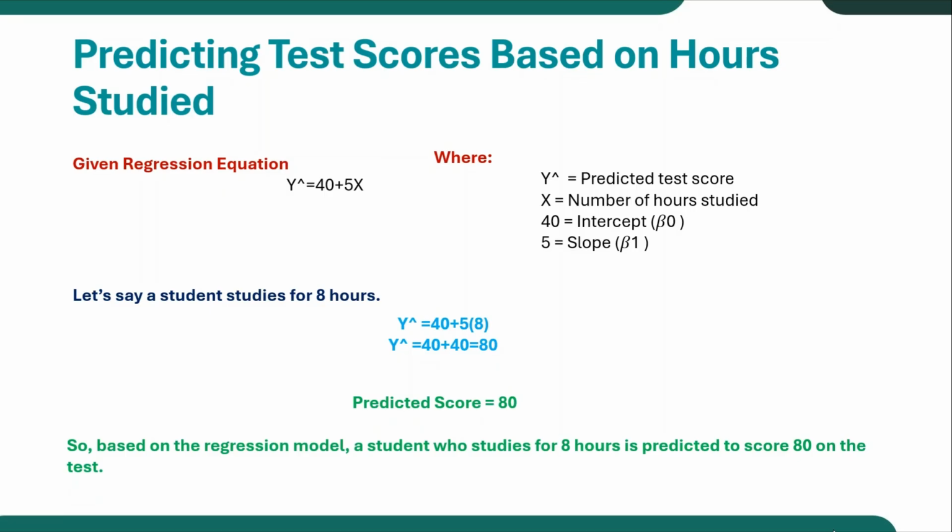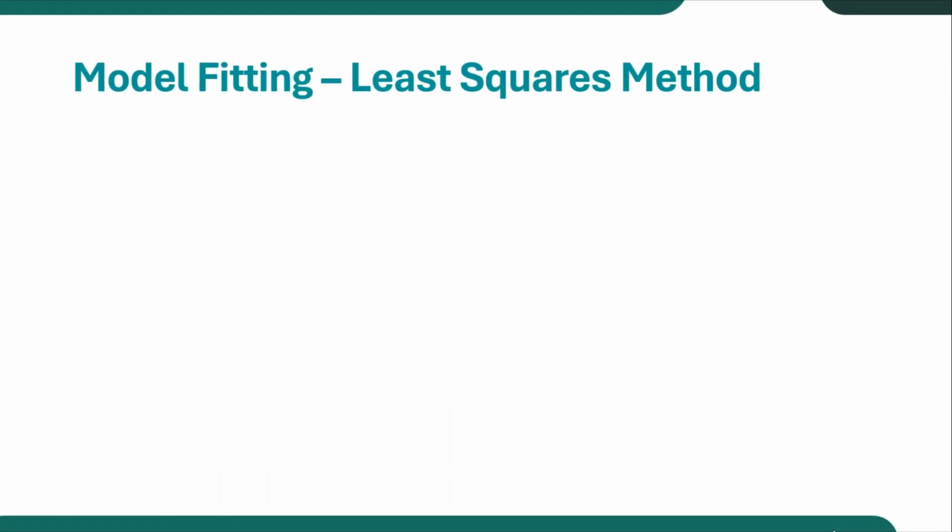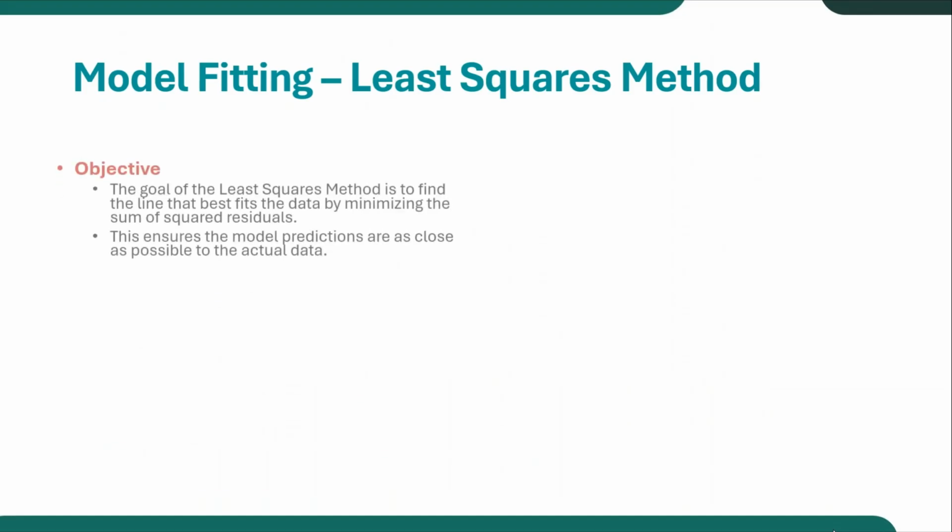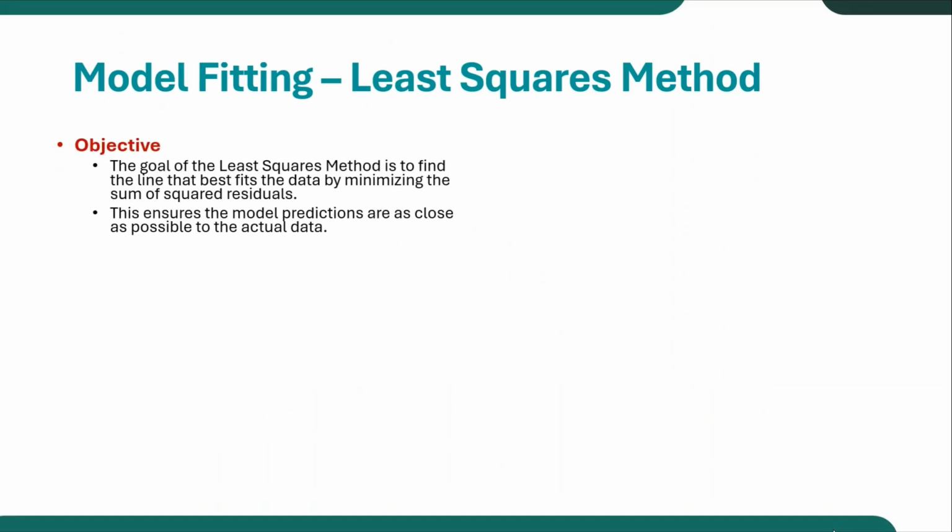The least squares method is used to fit the best possible straight line through a dataset by minimizing the sum of squared residuals. This helps ensure that the predictions our model makes are as close as possible to the actual values. The main objective here is to find the best fitting line through our data points. We do this by minimizing the sum of squared residuals. In other words, we want the line that keeps the errors as small as possible.